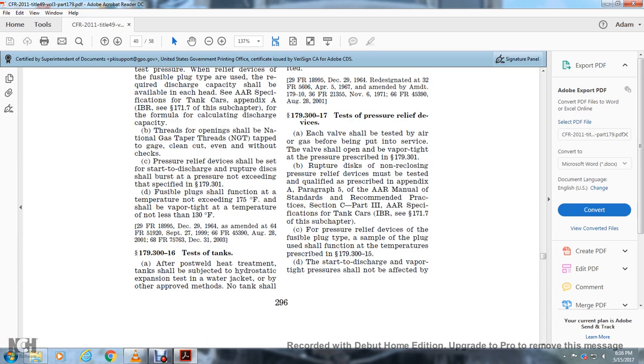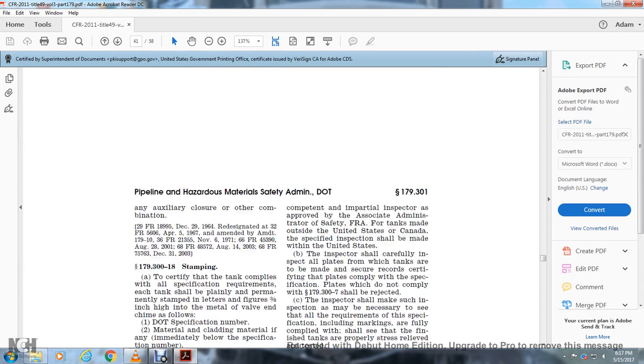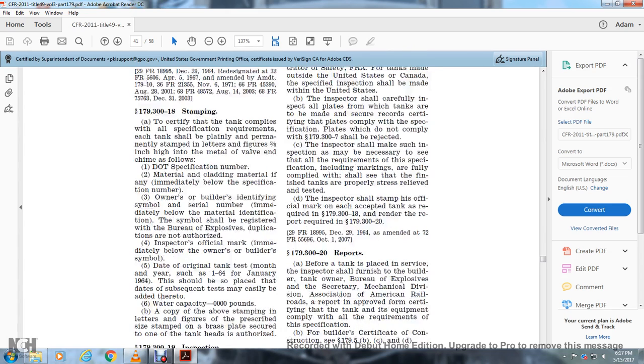179.317 Test of pressure relief devices. Each valve shall be tested with air or gas before being put into service. The valve shall open at the vapor-tight pressure prescribed in 179.301. Rupture disc and non-reclosing pressure relief devices must be tested with the qualifying test prescribed in Appendix A, paragraph 5 of the AAR Tank Car Manual Standard Recommended Practices, Section C, Part 3, AAR Specification for Tank Cars, IBR, 171.7 of this subchapter. The pressure for relief devices of the fusible type: samples of the plug shall be used in function with the temperatures prescribed in 179.315. The start-to-discharge and vapor-tight pressure shall not be affected by any auxiliary closure or other combination.